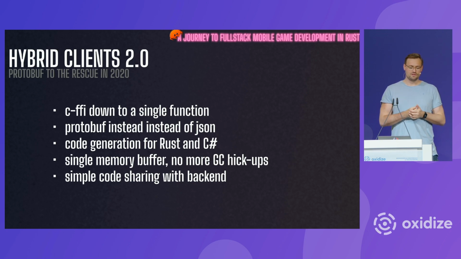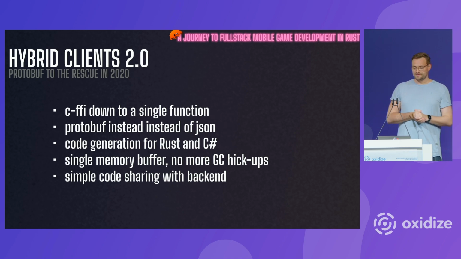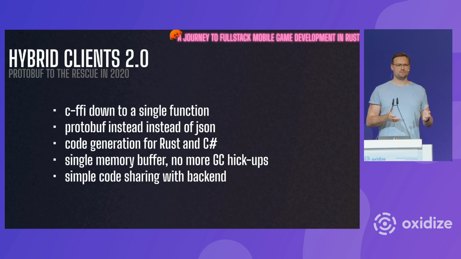We got automated code generation for the languages. We were able to use a single memory buffer, which is also pretty important on the Unity side because we have to deal with the garbage collector there. Being able to serialize the entire request into a buffer and reuse that, and then have the other side also return the response into the same buffer without having to allocate anything anymore was a huge improvement over the stringified implementation that we had before. So we ended up having a simple code sharing solution with the backend between Unity and the Rust side.